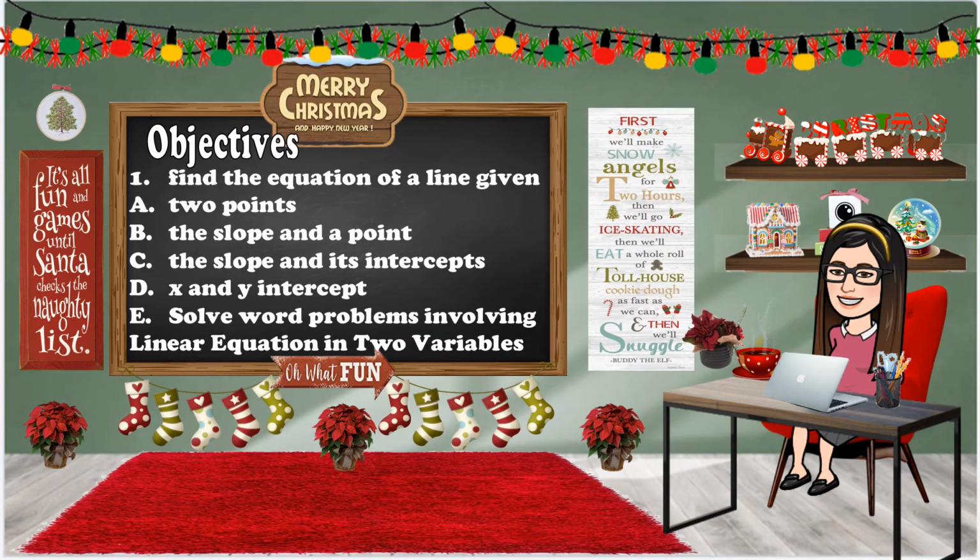For our objectives, we're going to find the equation of a line given two points, the slope and the point, the slope and its intercepts, x and y intercept, and we're going to solve word problems involving linear equations in two variables.